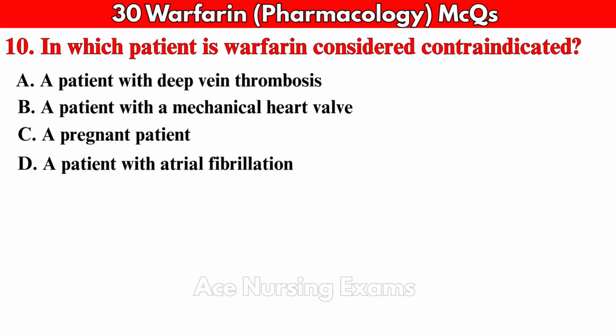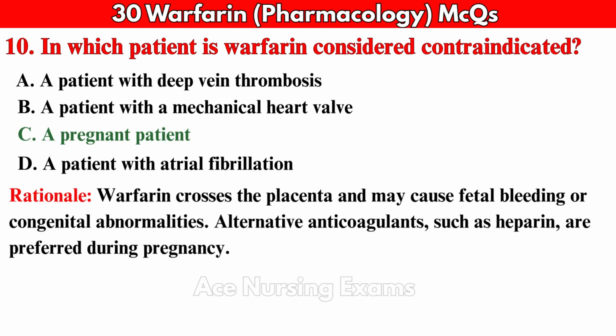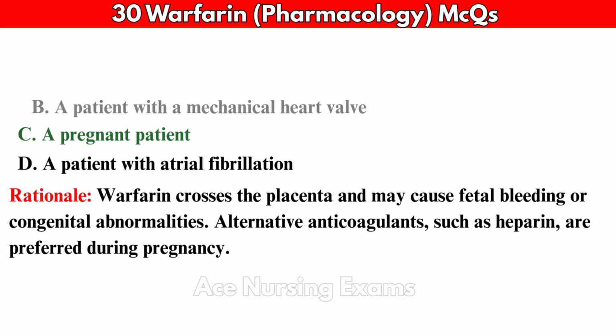In which patient is warfarin considered contraindicated? A. A patient with deep vein thrombosis. B. A patient with a mechanical heart valve. C. A pregnant patient. Or D. A patient with atrial fibrillation. Correct answer C. A pregnant patient. Warfarin crosses the placenta and may cause fetal bleeding or congenital abnormalities. Alternative anticoagulants, such as heparin, are preferred during pregnancy.